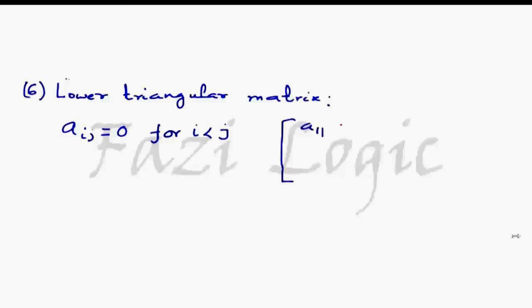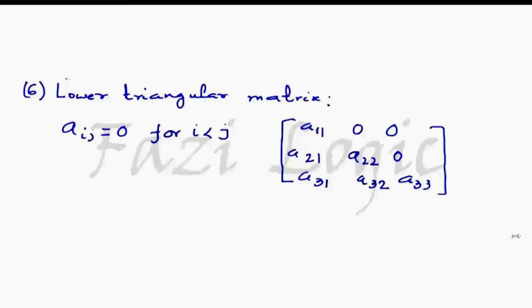A11, 0, 0, A21, A22, 0, A31, A32, A33. Here this defines the leading diagonal and all the elements above the leading diagonal are 0. So this defines a lower triangular matrix. And remember it, a diagonal matrix is both upper as well as lower triangular.